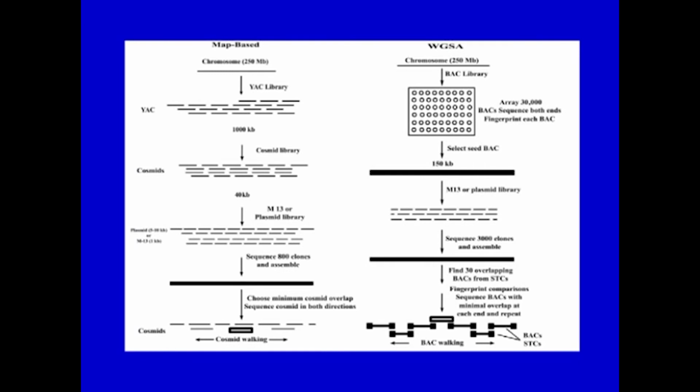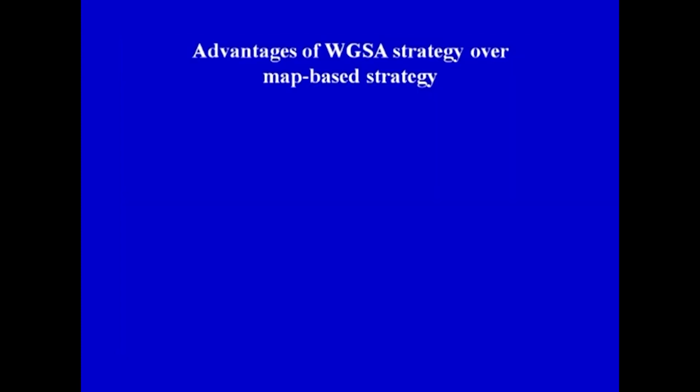Here it is randomly fragmented, and then these overlapping fragments, this is called BSU walking, and then this whole sequence is obtained. There are certain advantages of the shotgun strategy over the map based strategy. The shotgun strategy is readily automated through robotics and hence is faster and less expensive than the map based strategy.